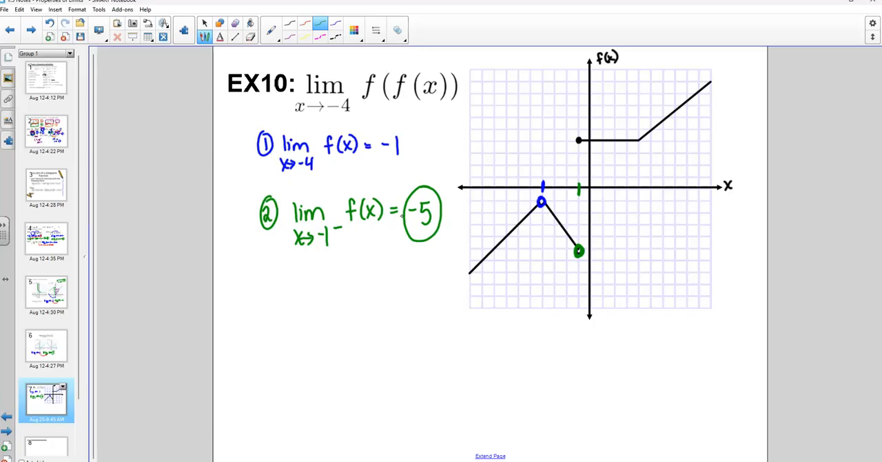So be careful with those. They can be really tricky. Whenever you do that second part, you have to think about whether it's from the left or right or both sides.